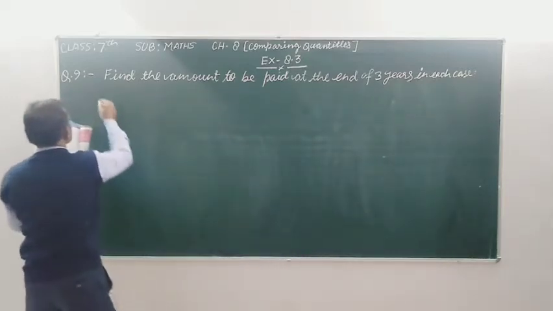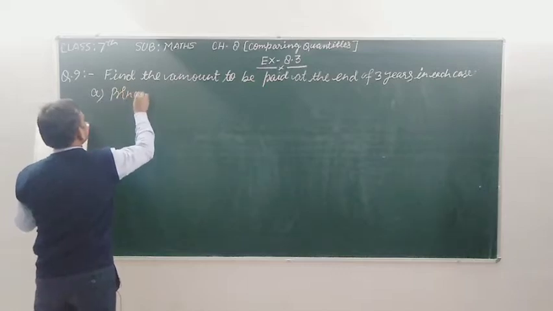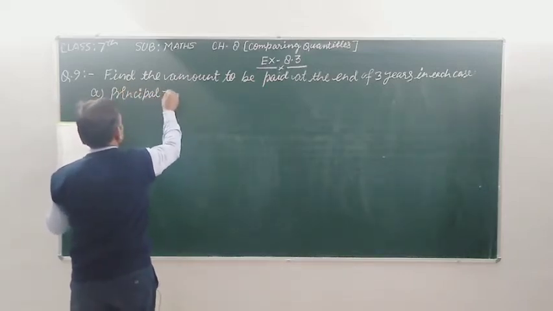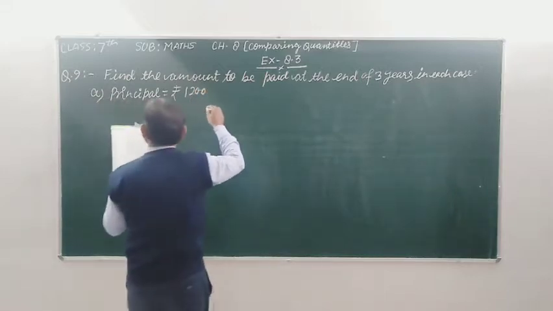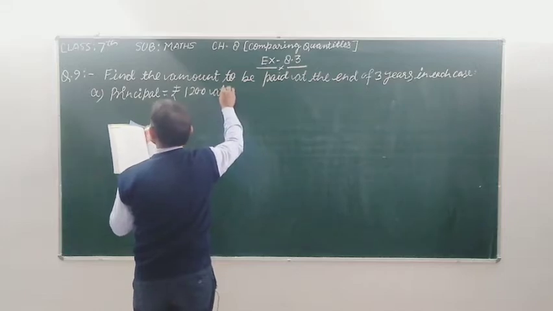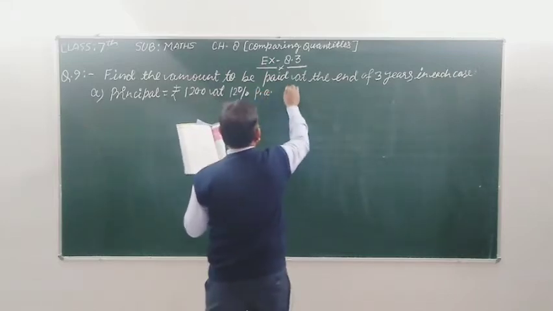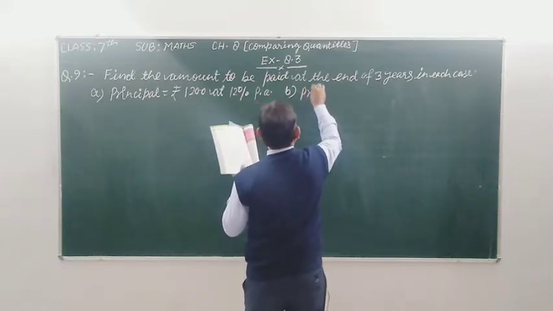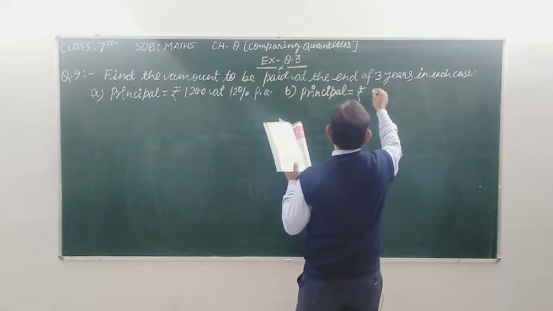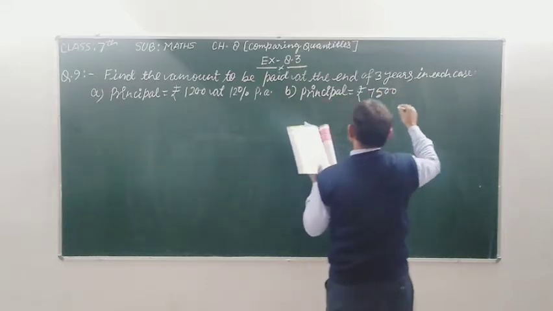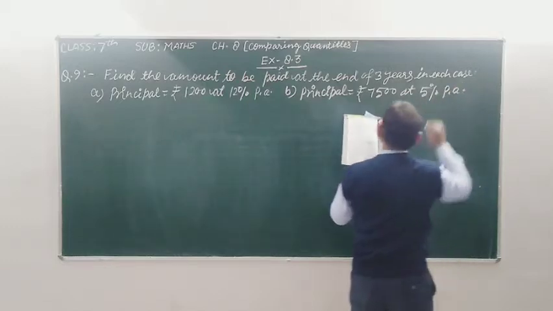And this question has two parts, student. Part A is asking, given principal is equal to rupees 1200 at 12% per annum, and B part is given, student, principal is equal to rupees 7500 at 5% per annum. This is the question, student.